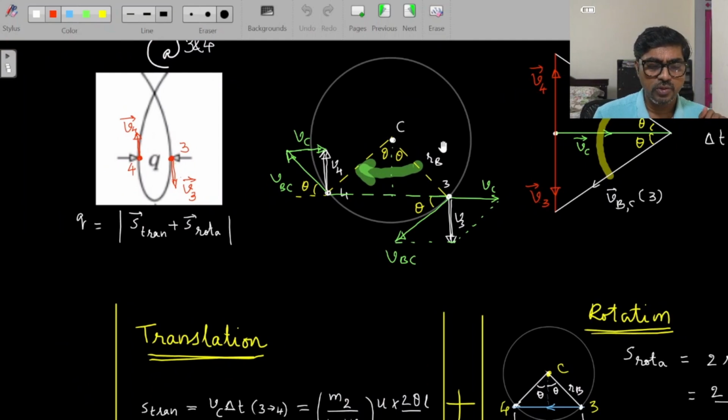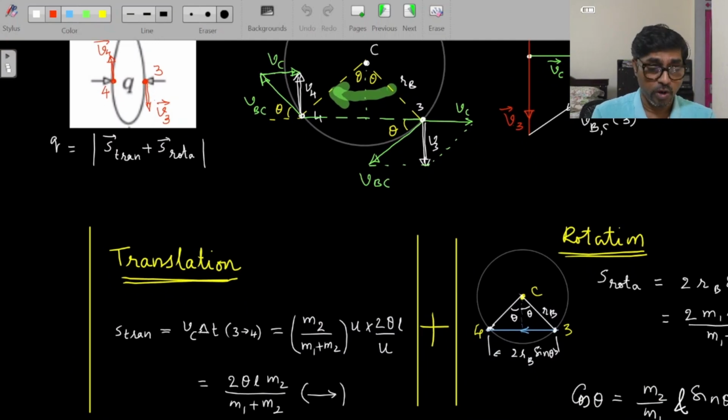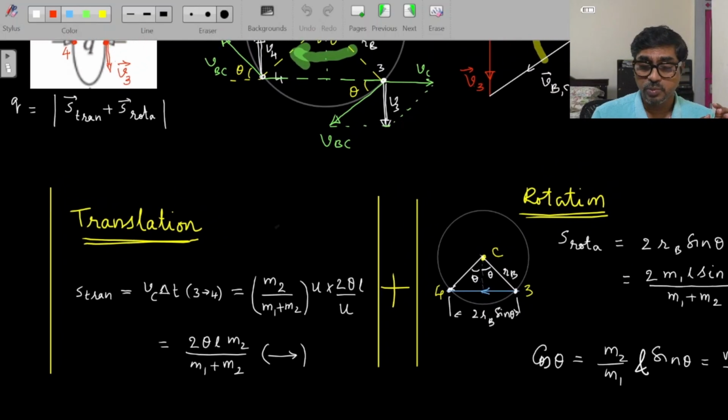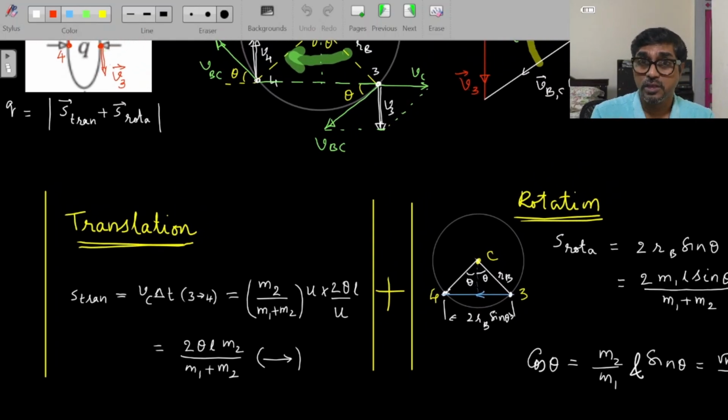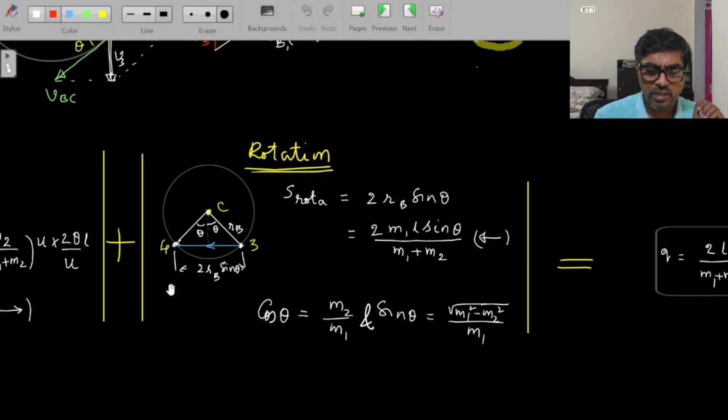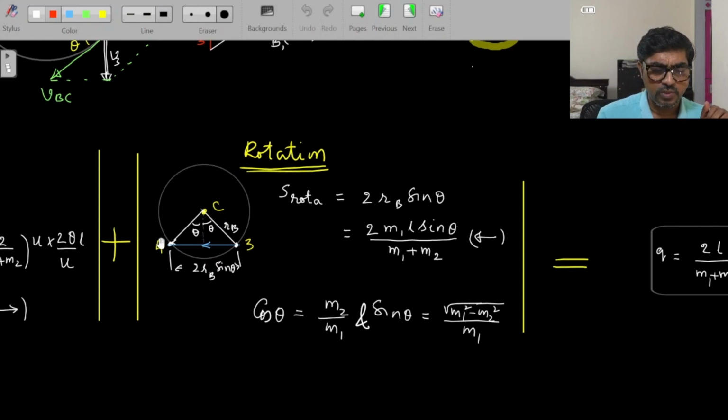So the separation q is the displacement from point 3 to point 4. The total displacement can again use the idea of superposition. Only due to translation of the center of mass, it will have displacement towards right. That is the displacement of the center of mass, which is Vc into delta t. Delta t we have already calculated, we can substitute there. This is the displacement of that point B during 3 to 4 due to translation, and that is going to be towards right. Only due to rotation, if you focus individually with respect to the center of mass, you see this is going to be the displacement 3 to 4.